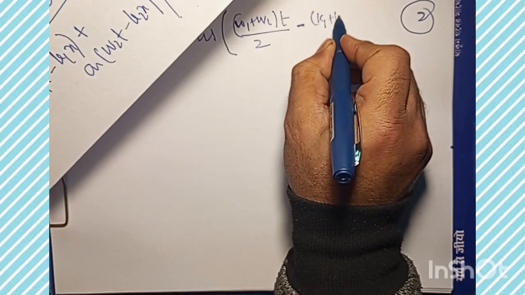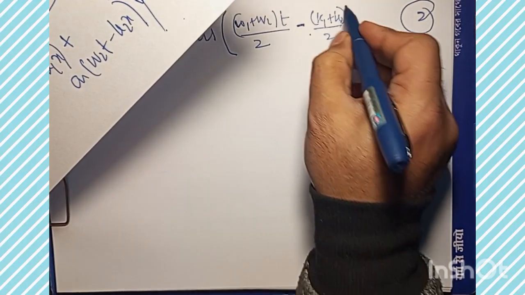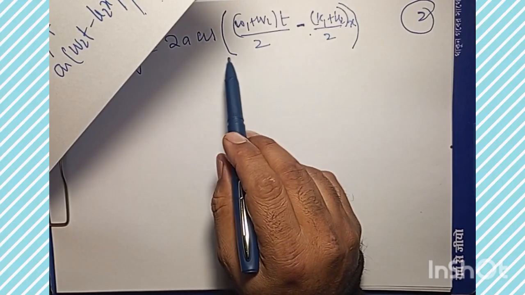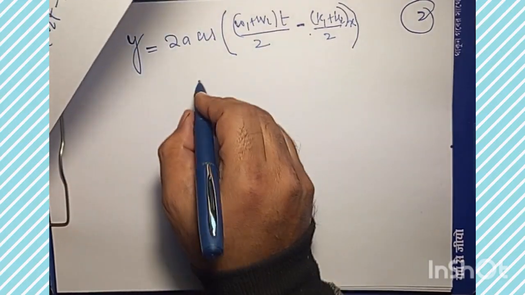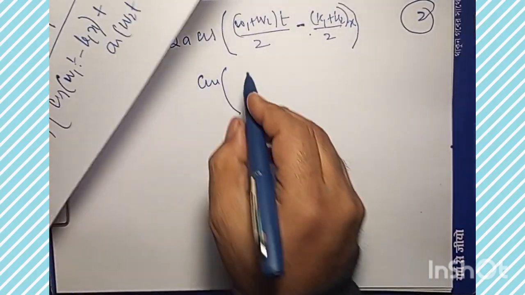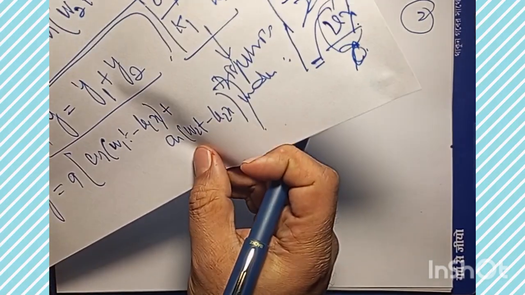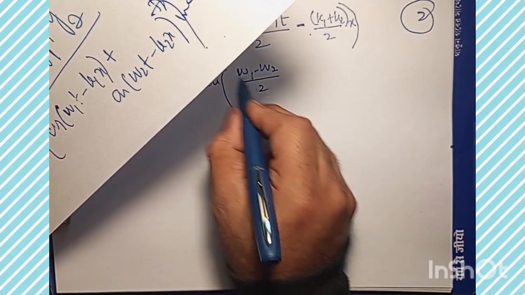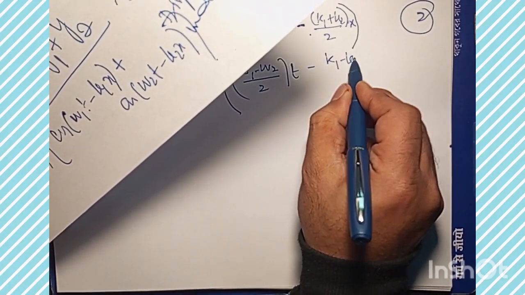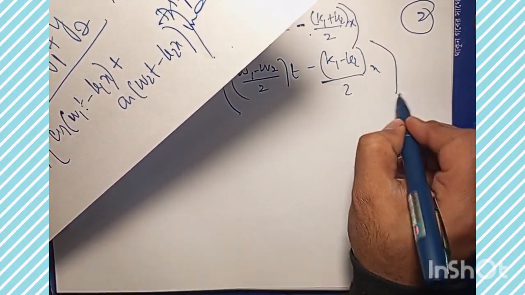Then this will be k1 plus k2 divide by 2, into x. So this is my cos. This is p plus q, and another term will be in terms of the subtraction. So in that case, we will have omega 1 minus omega 2 divide by 2 times t minus k1 minus k2 divide by 2 times x.